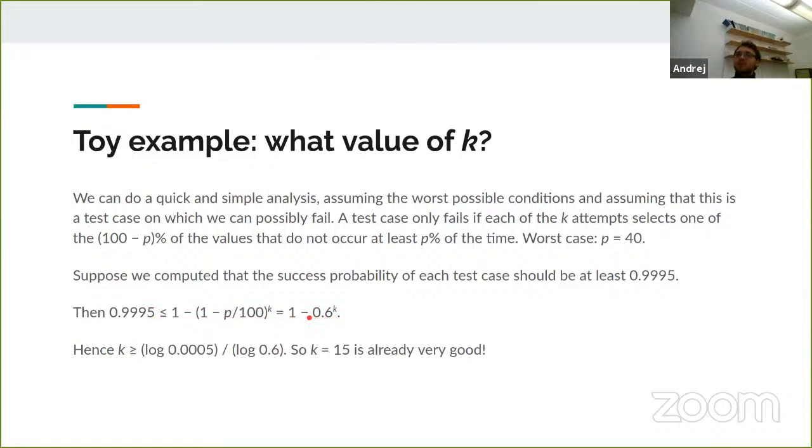Okay, you have to put everything on one side of the equation. So you get that 0.6 to the power of k has to be less than or equal to 0.005. Now you have to take the logs of both sides. And what you get is that k equals 15 is already very good as a solution. So all you have to do is run this procedure of randomly selecting a value from the array, seeing how many times it occurs. And already with k equals 15, you get a very, very good probability of passing all the test cases.